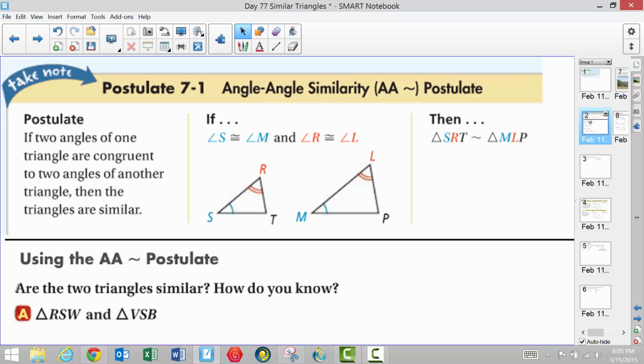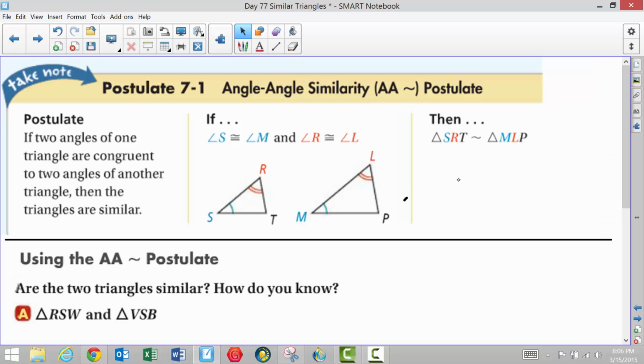So how does this apply to similar triangles? Well, if you know one angle in one triangle is congruent to another angle in another triangle, and you have a second angle, in this case angle R and angle L are congruent, you can determine that the two triangles will be similar. Okay, so it's a shortcut, and it only works for triangles. You don't have to find the side ratios of the triangles because you already have this postulate.